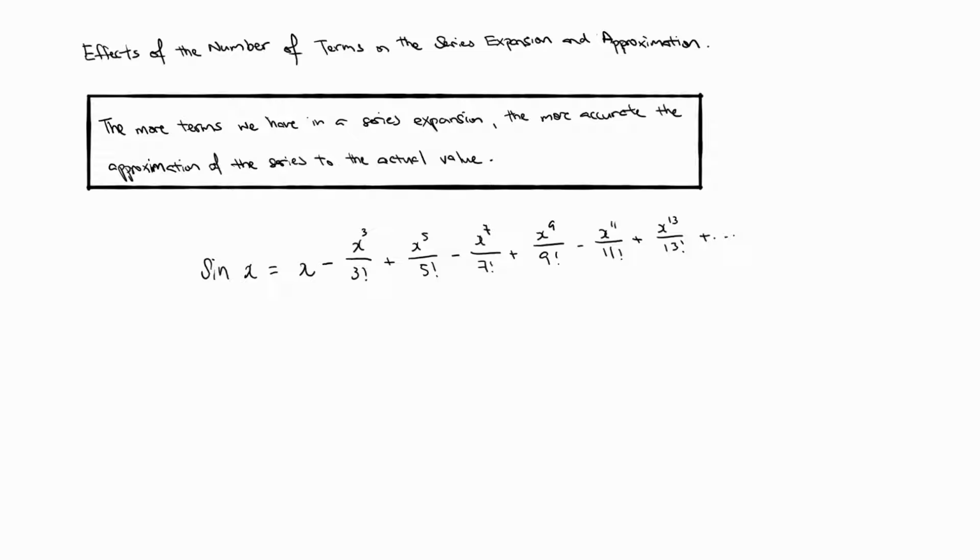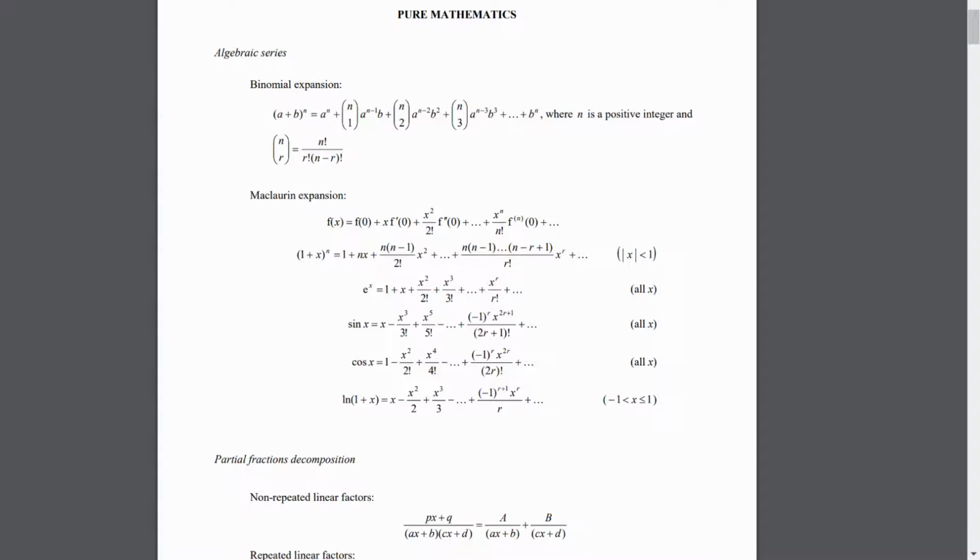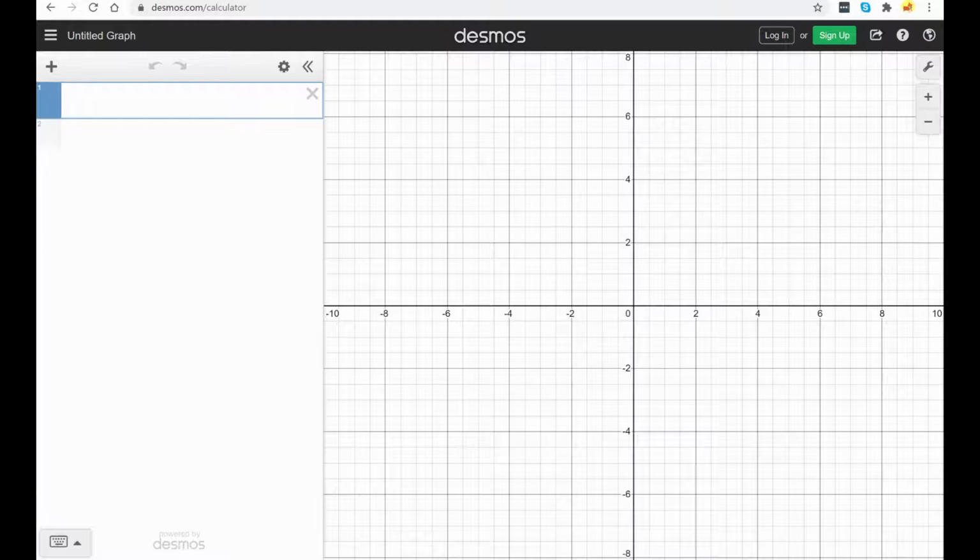What we're going to do is take an online tool and plot out sine x, and then we are also going to compare the graphs when we have a different number of terms. We'll start progressively by showing the graph with x, and then the next graph with x cubed over 3 factorial. We'll consistently add on an additional term. Let's move forward over here.